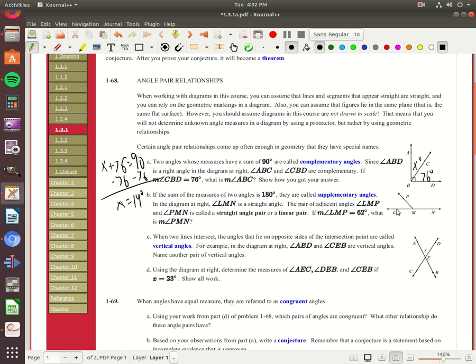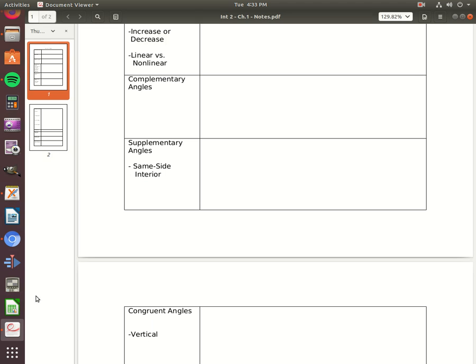So again, if LMP equals 62 degrees, we'll call this angle y. What does angle y equal? Well, we know because of the supplementary relationship that 62 plus y is equal to 180. I can subtract 62 from each side, and y will equal 118 degrees. And you'll notice the equation that we use for complementary is different than the equation that we use for supplementary, right? Complementary adds to 90, supplementary adds to 180. So again, that's something that I would want to note over here.